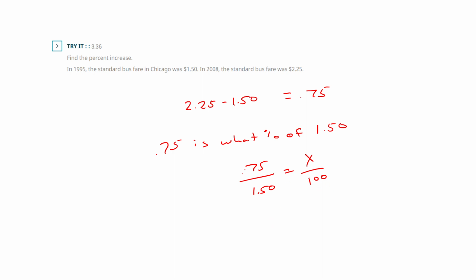We go diagonally across like always. I get 75 equals $1.50 times x. Divide both sides by $1.50. Yeah. And you get 50%.